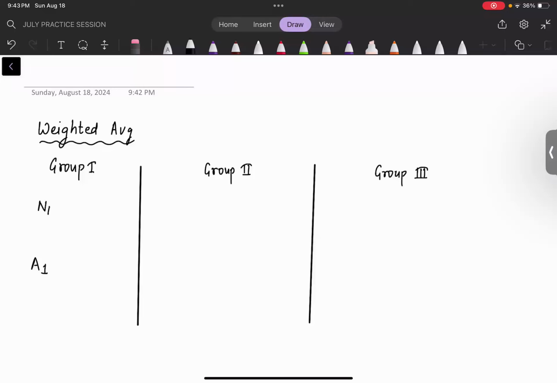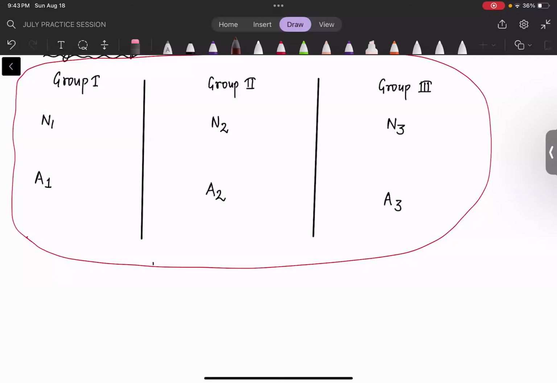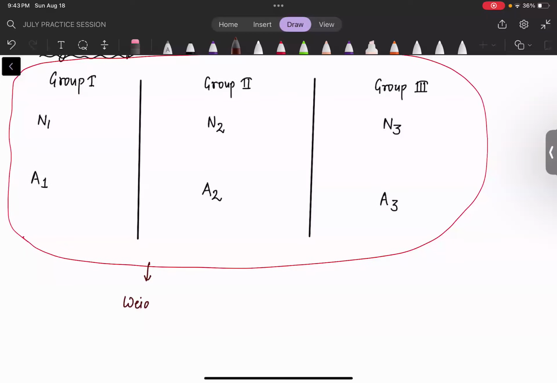Similarly, group 2 also. Suppose N2 is the number of objects and average is A2. Similarly, third group, number of persons or objects N3, average A3. 3 groups individual, and then the overall average, not group 1, not group 2, not group 3. In that case, we have a formula. The combined average is called the weighted average.